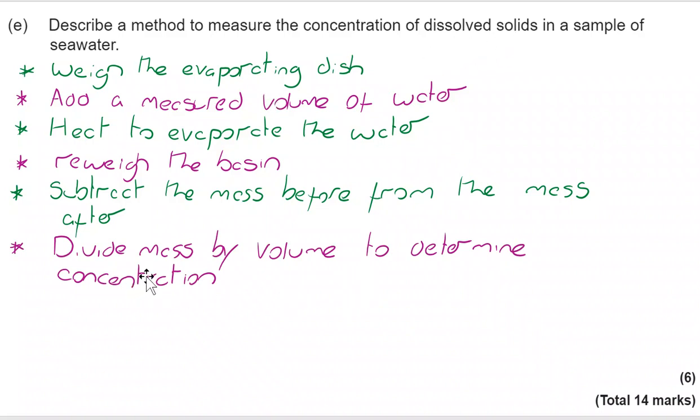However, we don't just want the mass here, we want the concentration. So we're going to take that mass and divide by the volume of water that we started with. So 25 centimetres cubed, maybe convert to decimetres cubed, and we get to our concentration in moles per decimetre cubed. And that takes us to the end of the question.